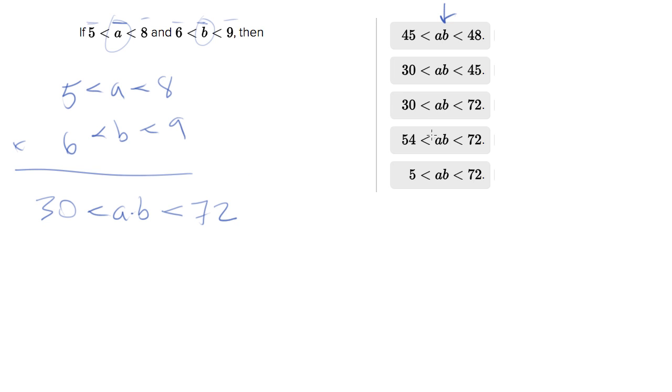So do we have an answer choice which has that? 30 is less than AB, which is less than 72. So that will be your answer. And how does that work?